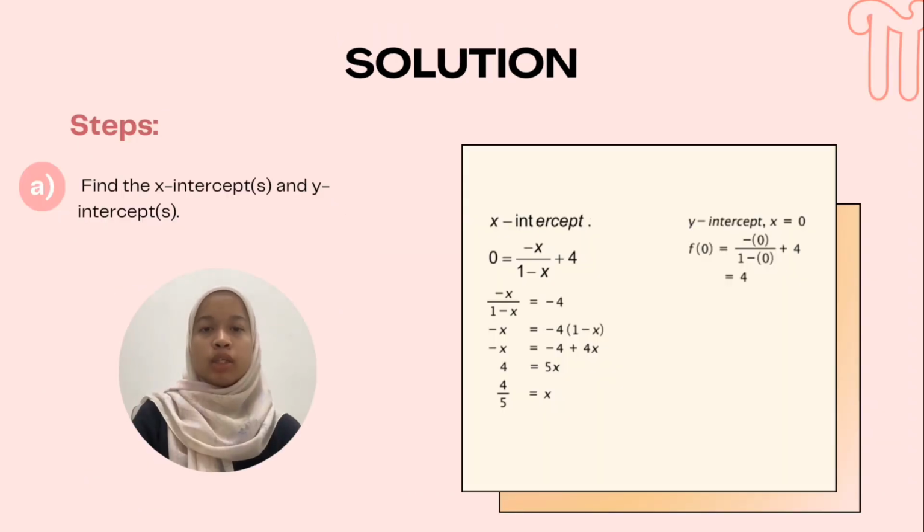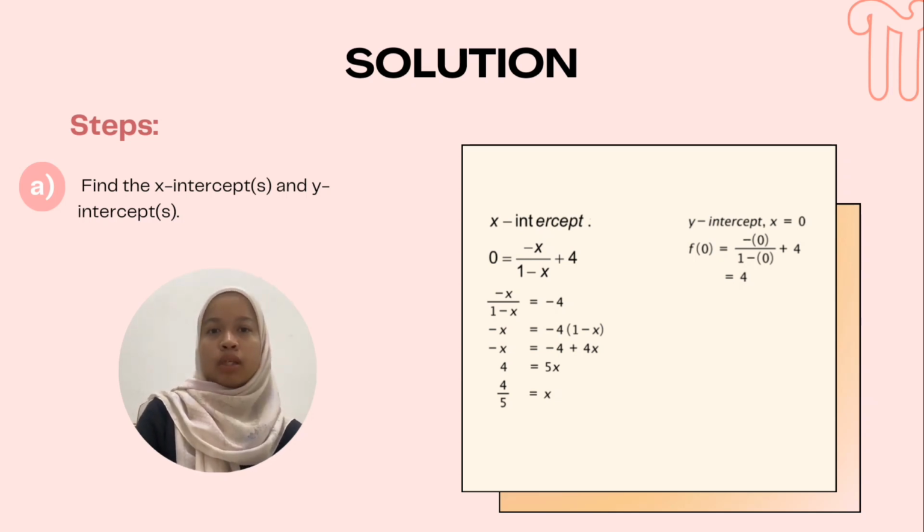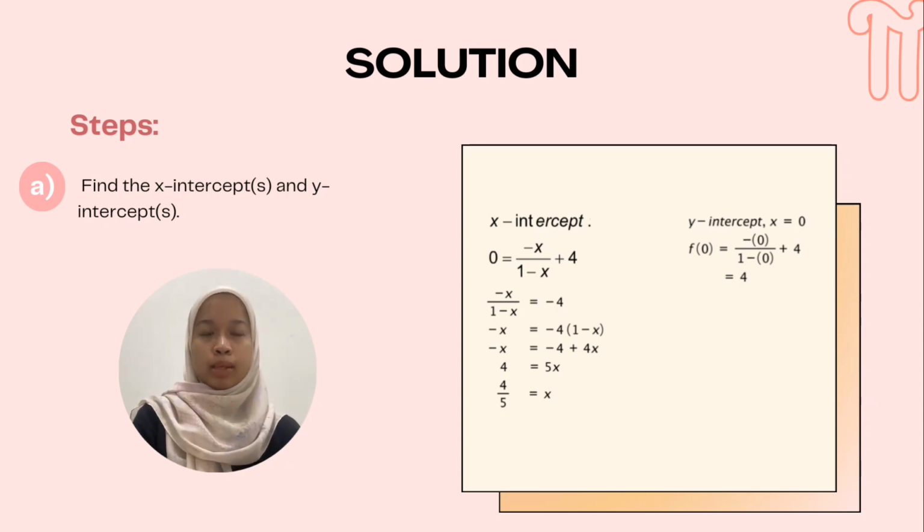So the first one, we need to find the x-intercept and y-intercept. For the x-intercept, y equals 0. Substitute 0 into y. So the equation goes 0 equals negative x over 1 minus x plus 4. Then we do the calculation until we get 4 over 5 for the x-intercept. Next, for the y-intercept, x equals 0. Substitute 0 into x. So the equation goes f(0) equals negative 0 over 1 minus 0 plus 4. Then we get the answer for the y-intercept.